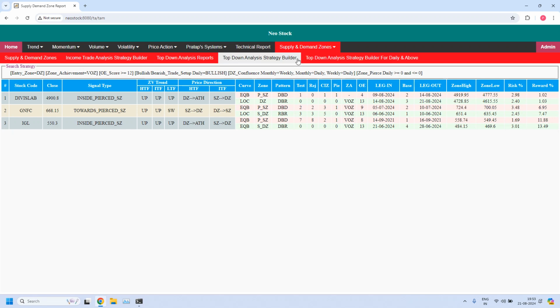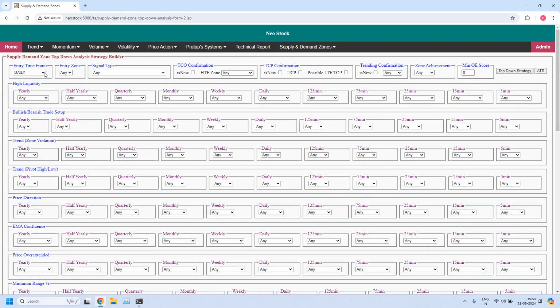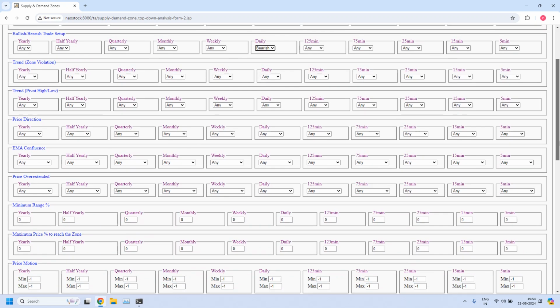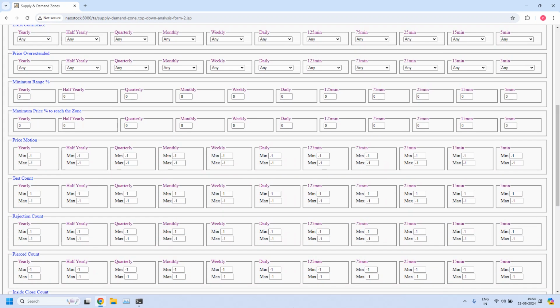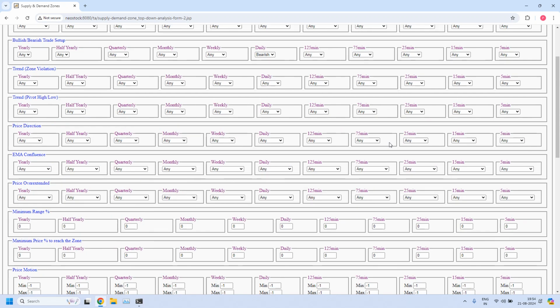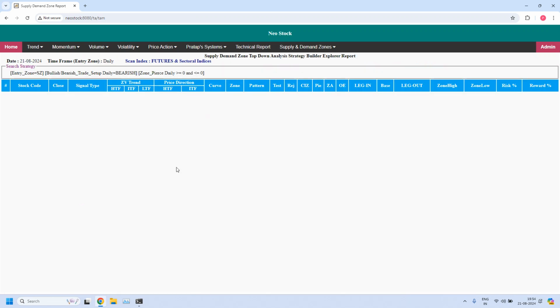Next report, bearish trade setup for monthly income trade. So entry time frame is daily. Entry zone should be supply zone. In bullish or bearish at daily, we are selecting bearish. Daily supply zone should not be pierced. So in the pierced count, daily time frame, minimum value 0, maximum value 0. Let's filter the stocks. So currently none of the stocks are supporting bearish trade setup for daily income trade.